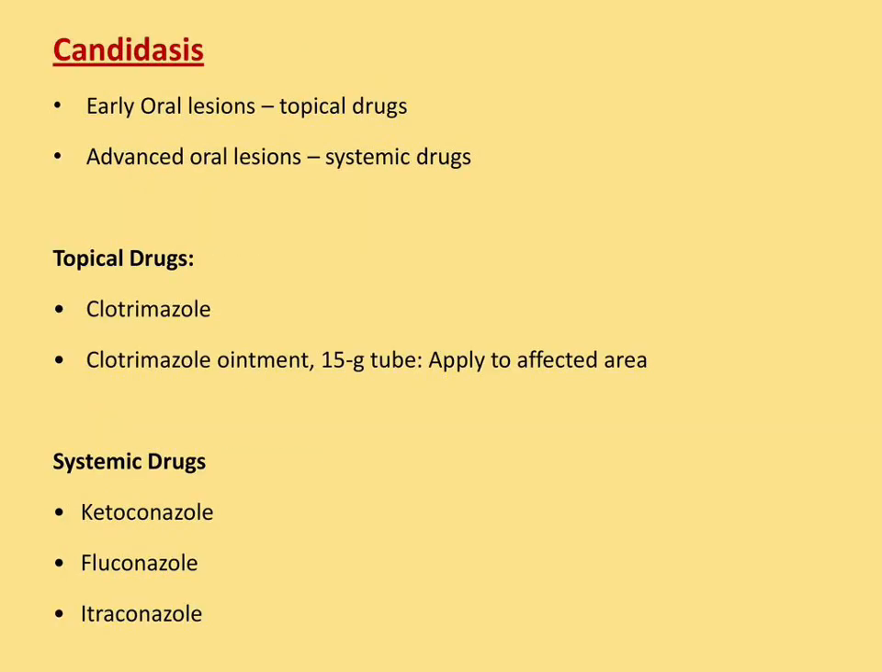For candidiasis, in early lesions, topical drugs can be given. For advanced oral lesions, systemic drugs should be given. The topical drug is clotrimazole ointment, 50 gram tube, applied to the affected area. Systemic drugs are ketoconazole, fluconazole, and itraconazole.